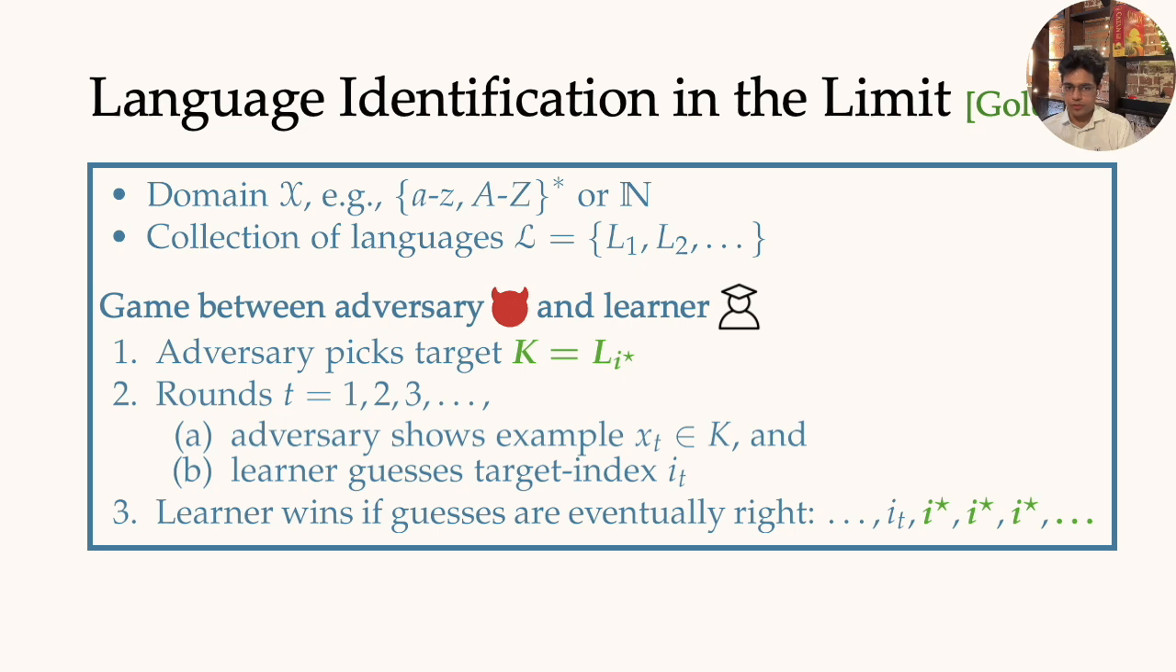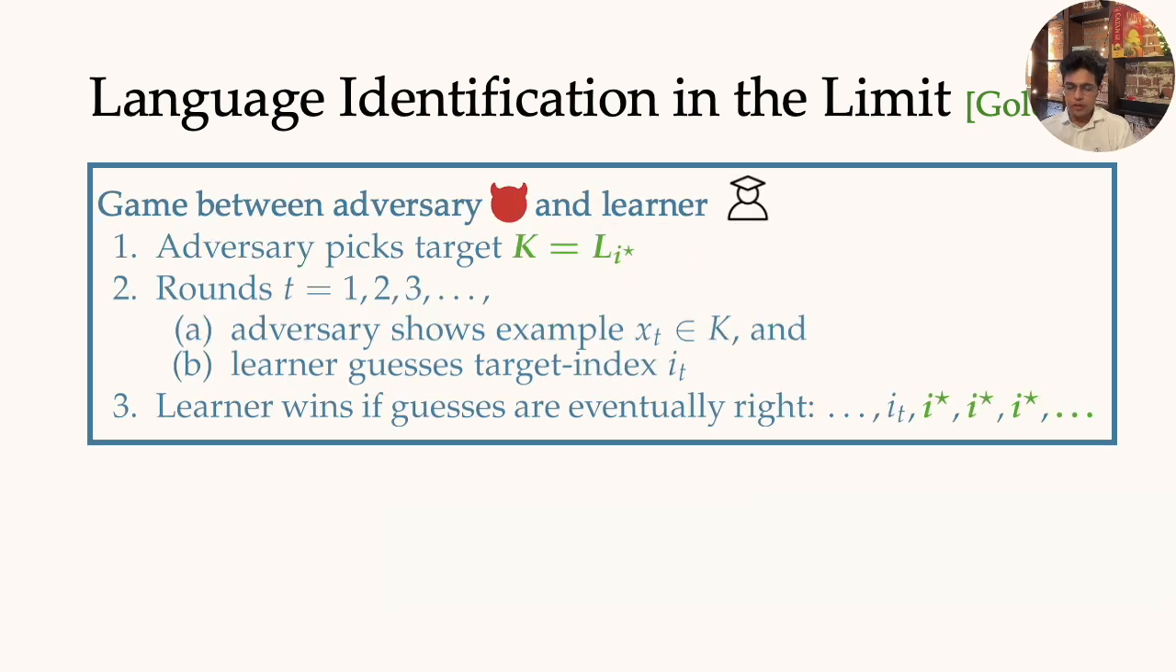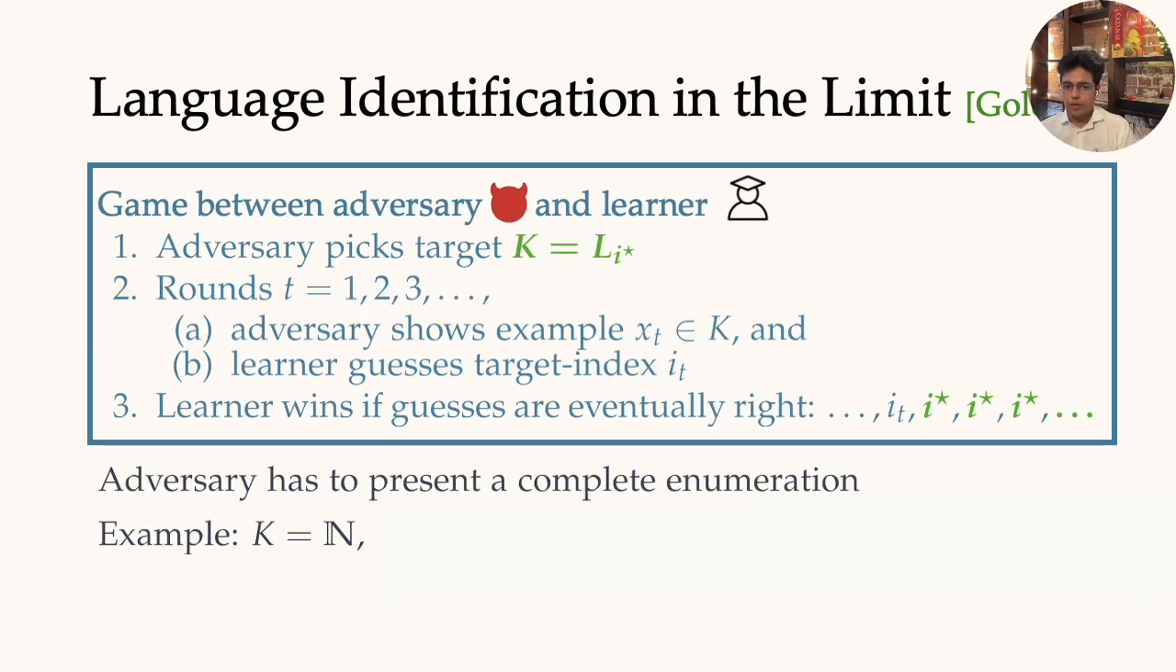I have a few remarks about this model. First, it's important that the adversary presents a complete enumeration of the target language to the learner. It's easy to see that if the adversary is allowed to skip strings in the target language, then it's impossible for any learner to win.